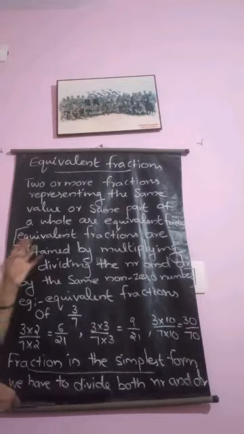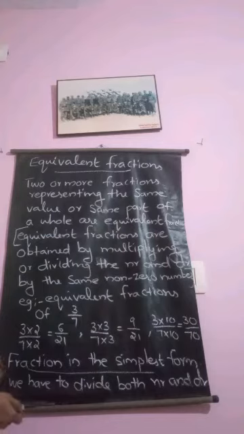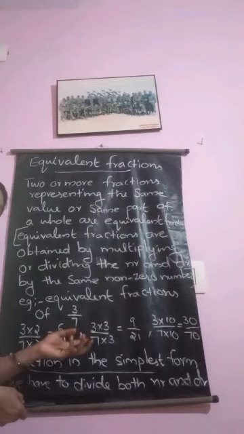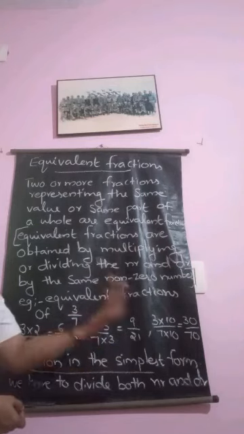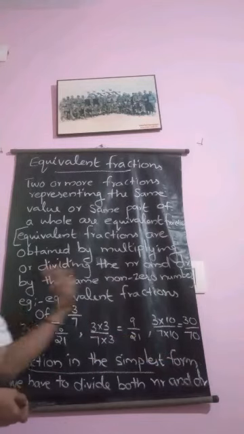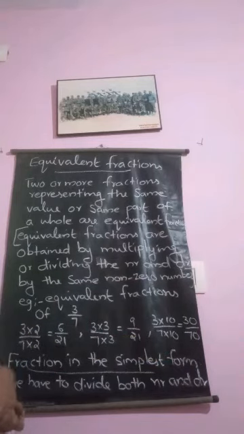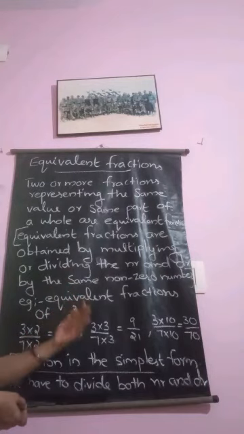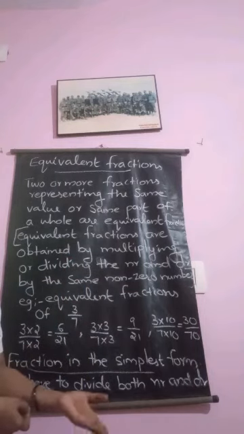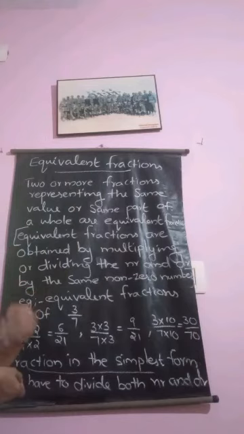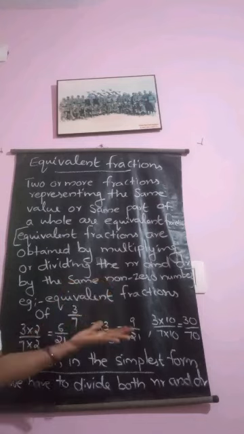Next one, how can we obtain equivalent fractions? What we do to obtain equivalent fractions is multiply the numerator and denominator by the same non-zero number. We can have more equivalent rationals. Equivalent rationals are obtained by multiplying numerator and denominator by the same number. And we can divide numerator and denominator by the same number when the given fraction is very large.